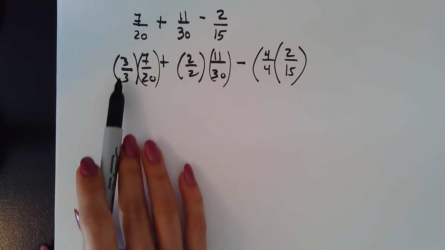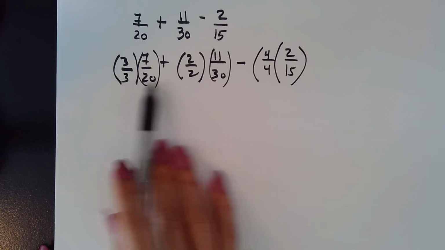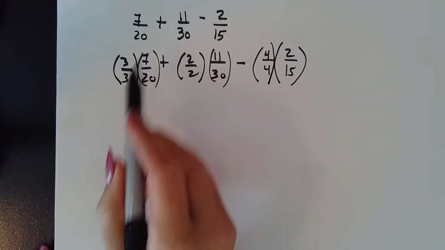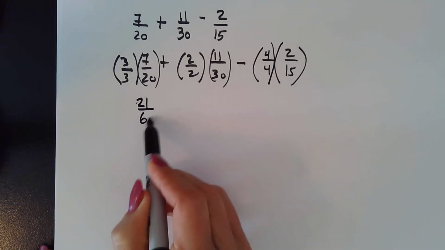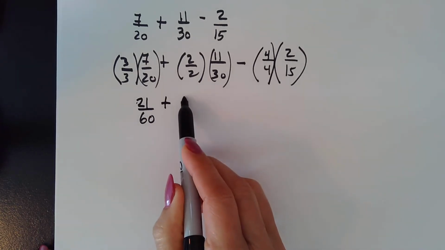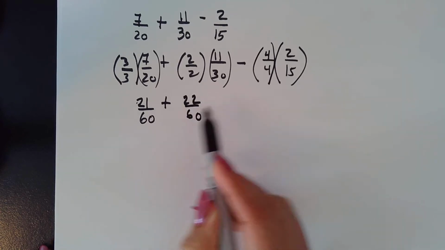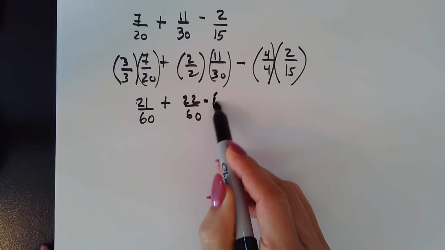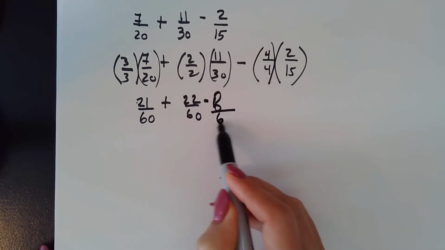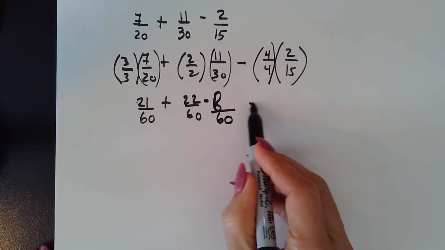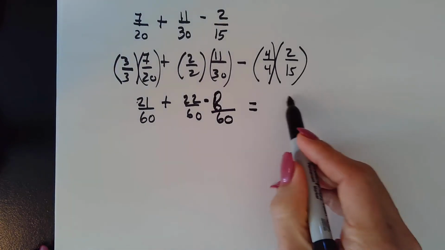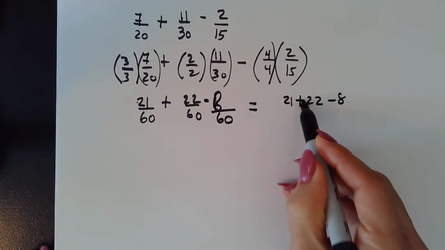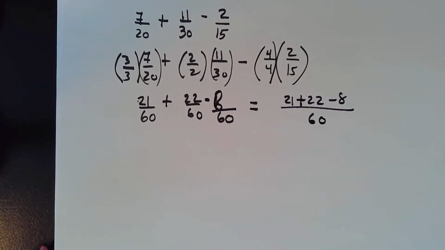So here, this one, you know, 3, because you want 60, so this one you need 2, and then so it's 4. Okay, so then you multiply, so it's going to be 21 over 60 plus 22 over 60 minus 8 over 60, right? Sorry about this number. And so that's going to give us 21 plus 22 minus 8 divided by 60.